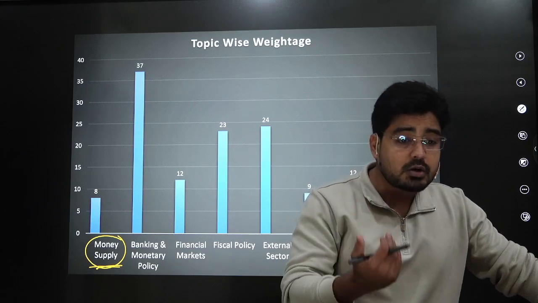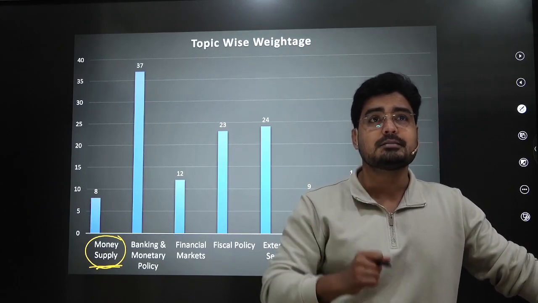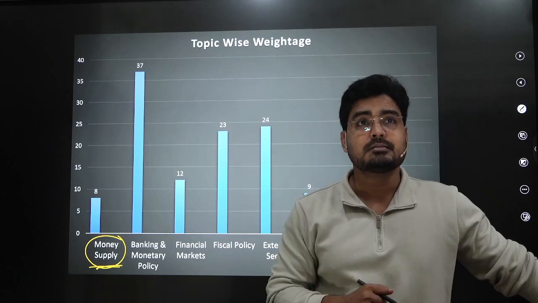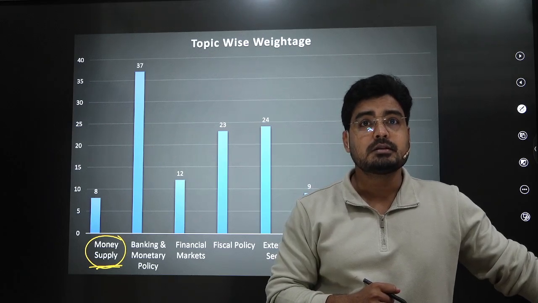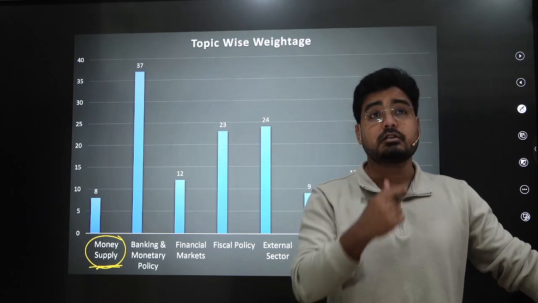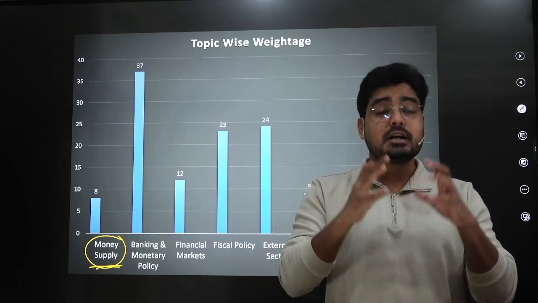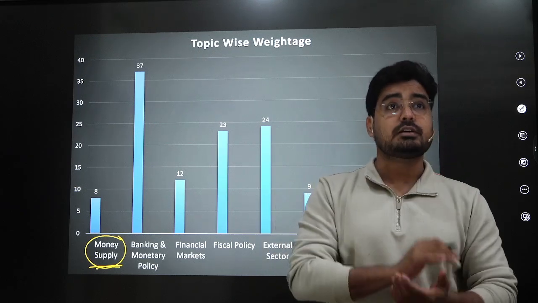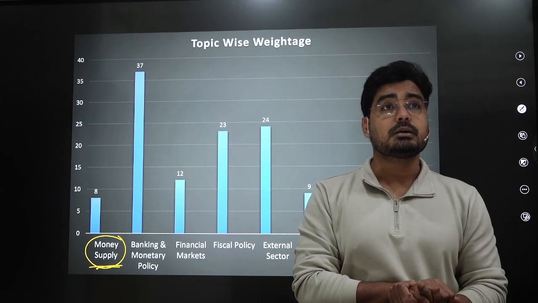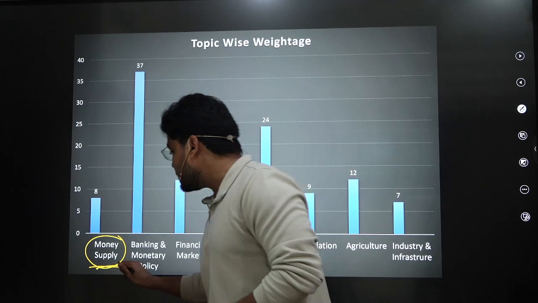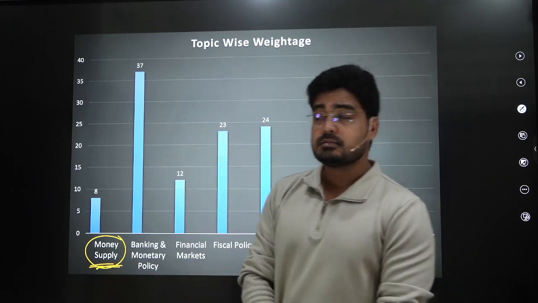You'll also be able to understand who prints the currency, who mints the coins, how much currency is supposed to be printed by the Reserve Bank of India, and what are the factors which determine the quantity of money that is to be printed by the Reserve Bank of India in our economy. So all these aspects will be covered under this chapter, money supply. Very important topic.